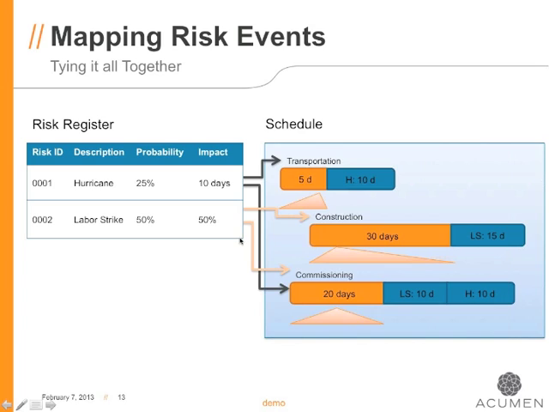The way this works is through a mapping utility, and it's very, very simple. For each of the risk events in the risk register, we tell the risk model where in the schedule we believe they're going to impact.